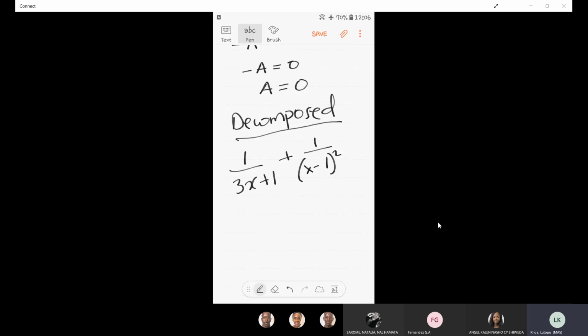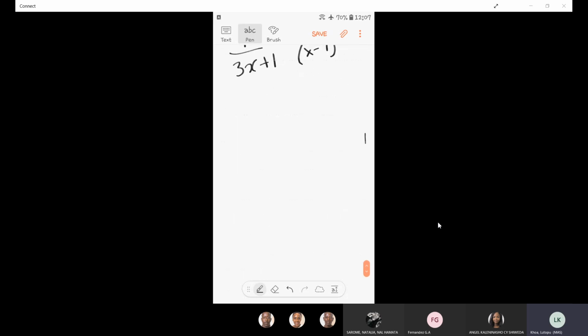Okay, you can look at one more with repeated. Let's say I have 9x squared plus 6x plus 2 over 3x plus 1 cubed. Okay, so here I have only one factor and it is repeated 3 times.